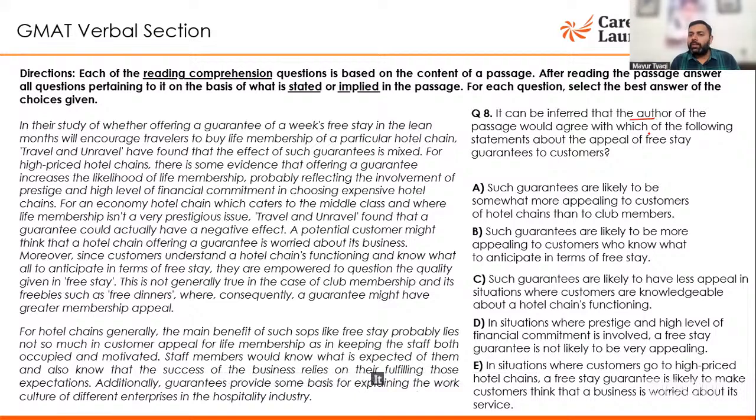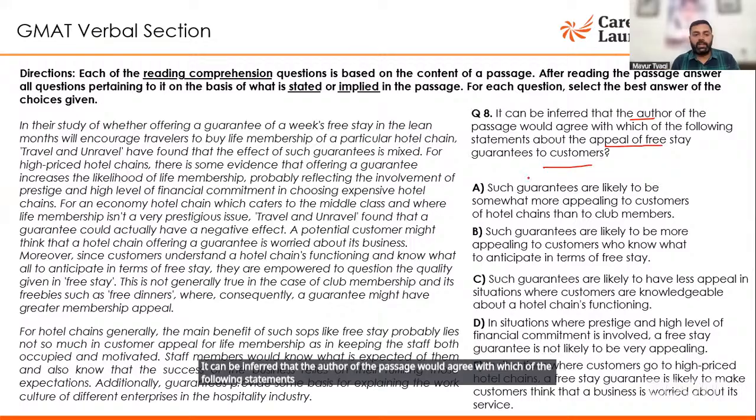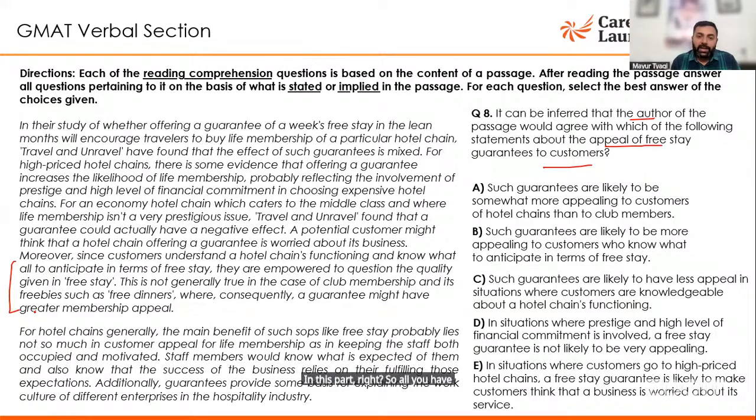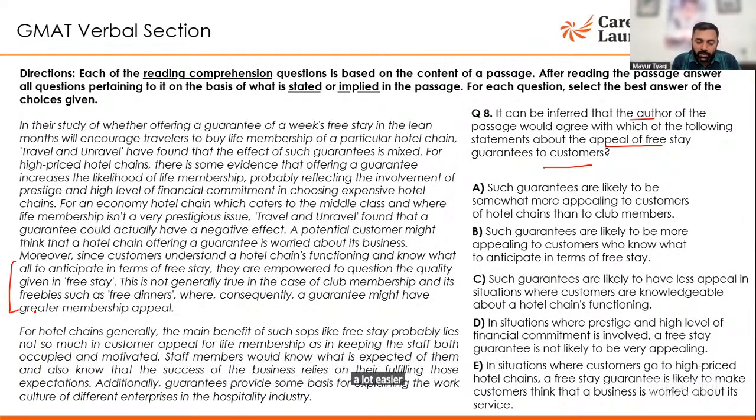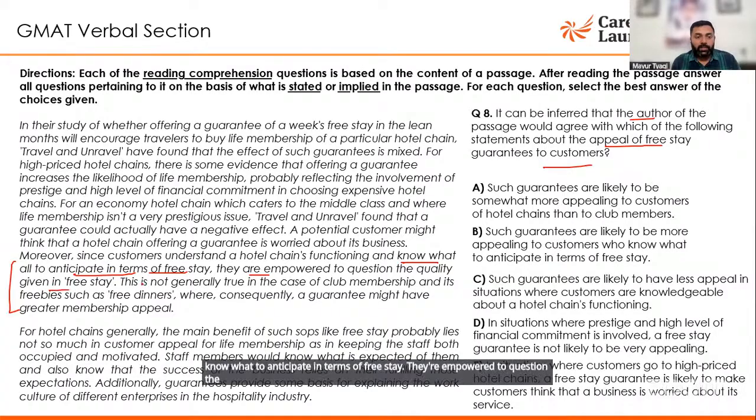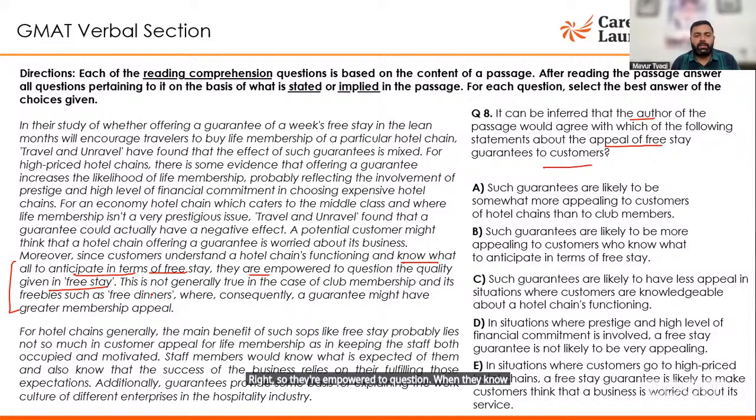It can be inferred that the author of the passage would agree with which of the following statements about the appeal of free stay. So if you look at it, where do we have the appeal of free stay? Clearly in this part, right? So all you have to do is identify the location. And once you have the location, then obviously things should get a lot easier for you to identify, right? So here it says know what to anticipate in terms of free stay. They're empowered to question the quality given in a free stay, right?